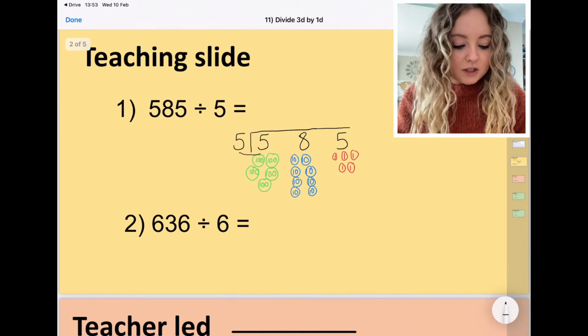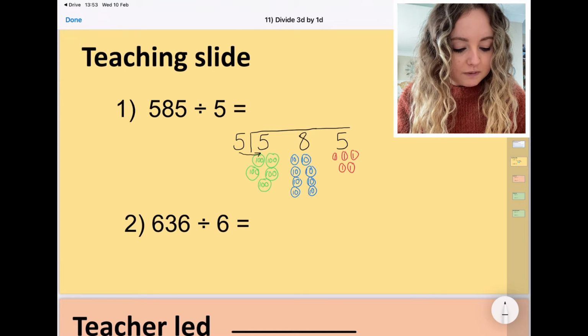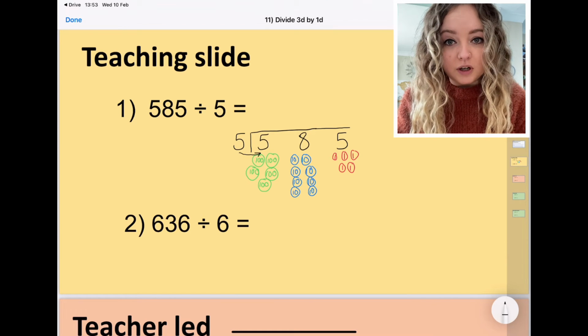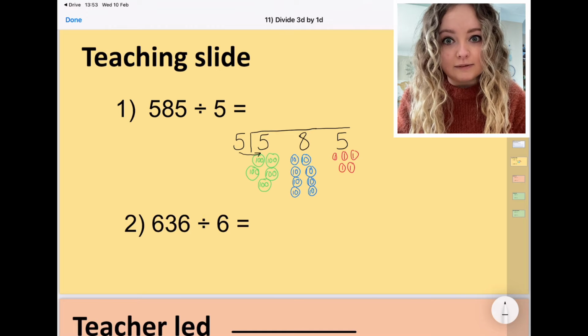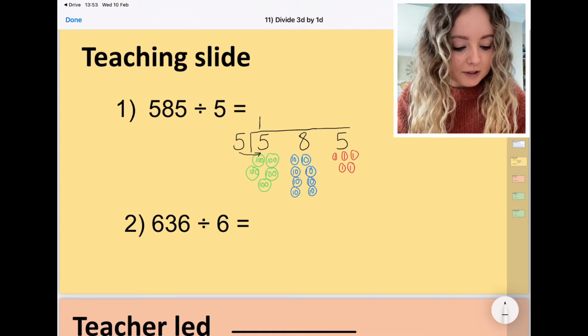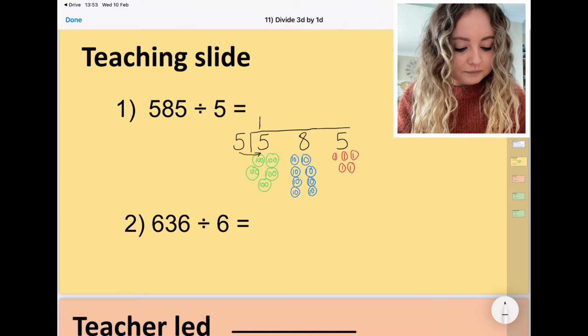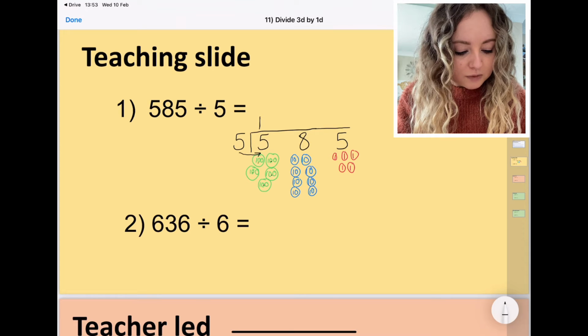Firstly, we need to see how many 5s go into 5. Well, that's quite easy. We know that it's 1, don't we? So we're going to put 1 up here. And we can see that because there's 1, 2, 3, 4, 5. Yep, there's one group of 5 there.